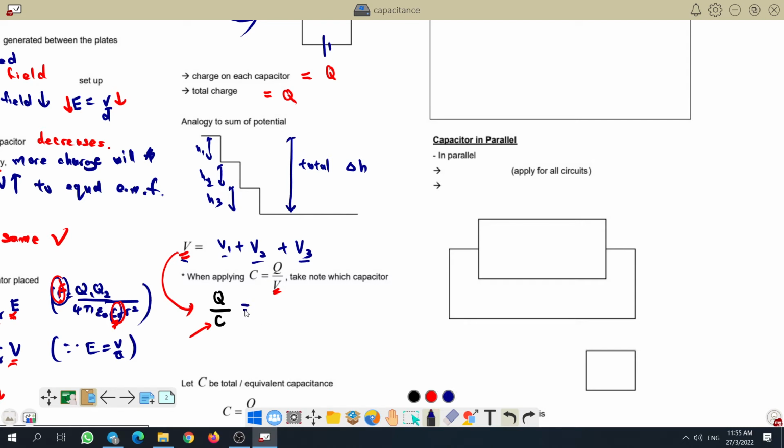How about V1? Do we need to write Q1 over C1, Q2 over C2, Q2 over C3? And why? Because Q is the same. Okay, Q is the same. So that means Q, but C1, C2, C3. C depends on the dimension of the capacitor, right? Its area, its distance and the insulator.